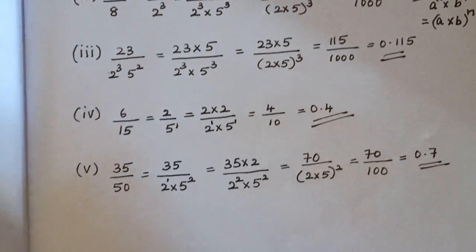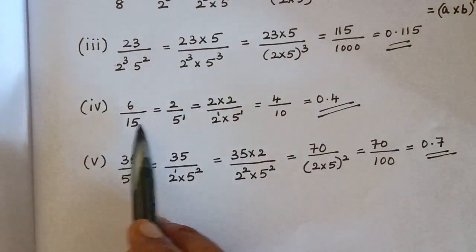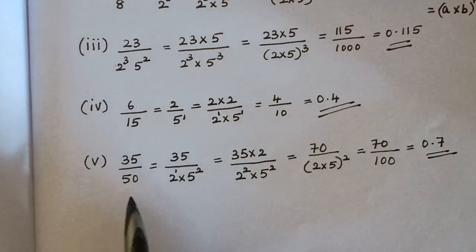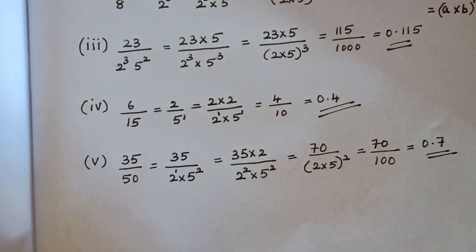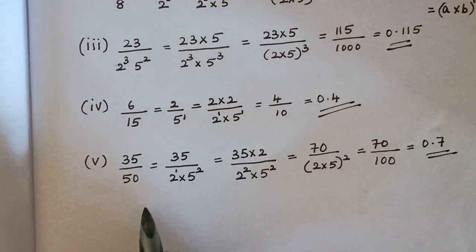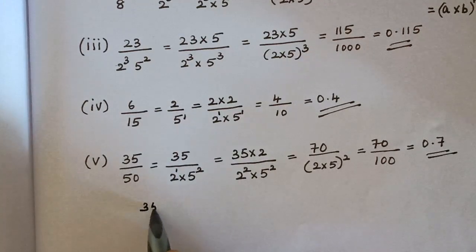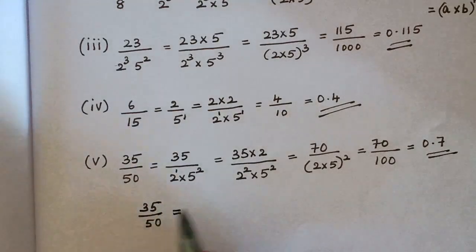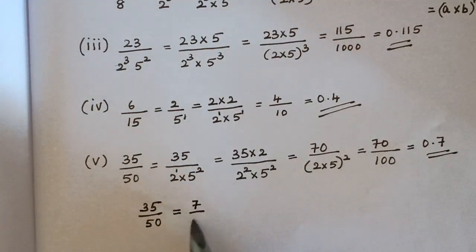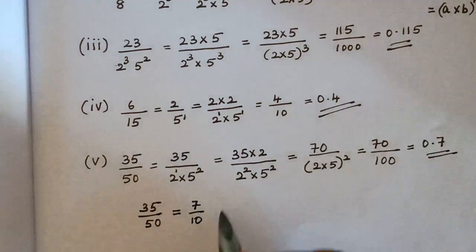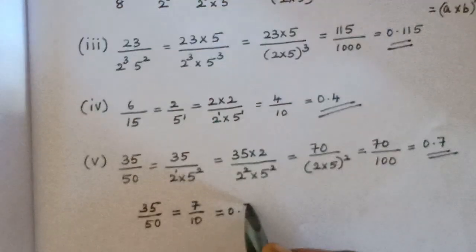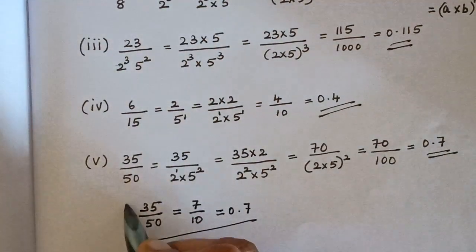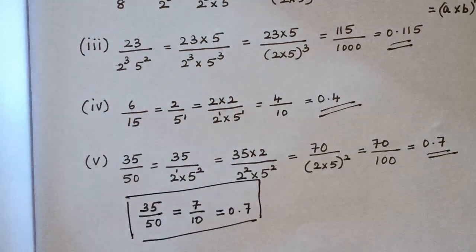Now you will be thinking, in the earlier sum we cancelled. Why can't we cancel for this sum also? Surely you can cancel for this sum also. This 35 by 50, when you cancel with 5, you will get 7 by 10, which is equal to 0.7. Like this also you can write.